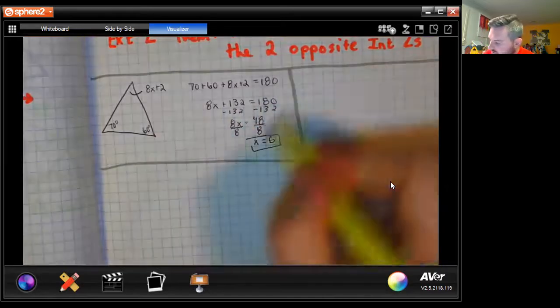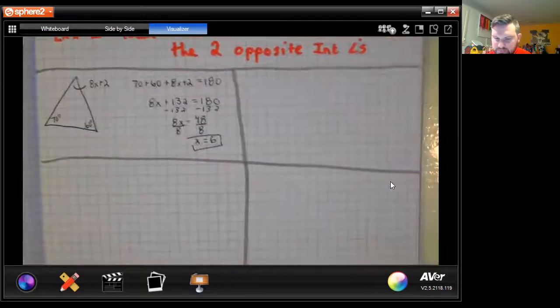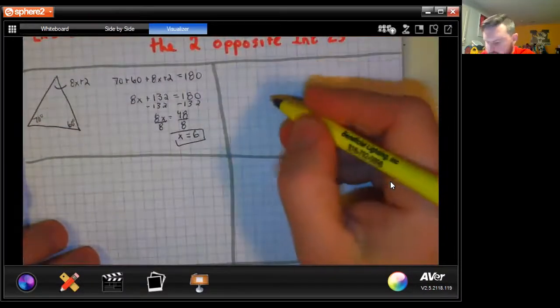Okay, so this value is 6, and then I could plug that in and find the x value if I wanted. All right, the next one.